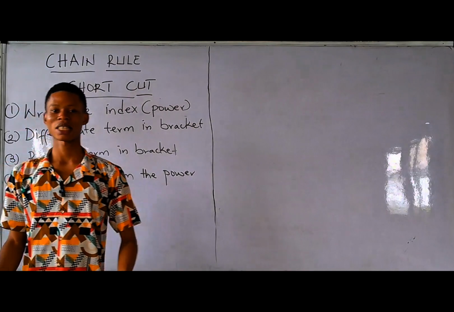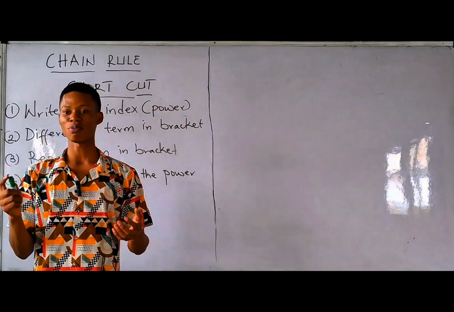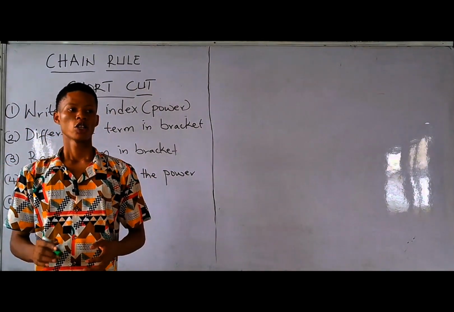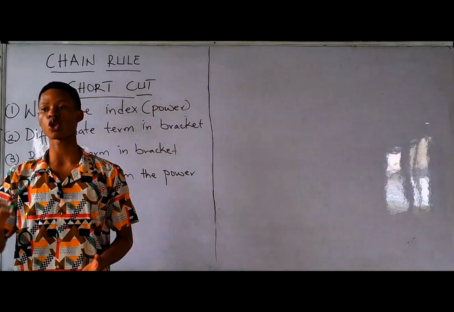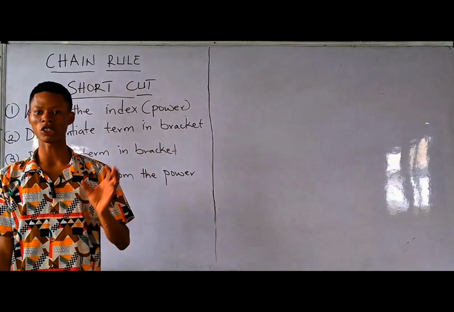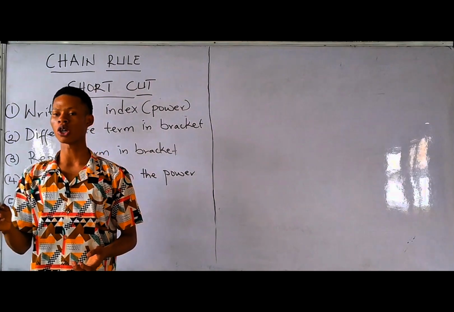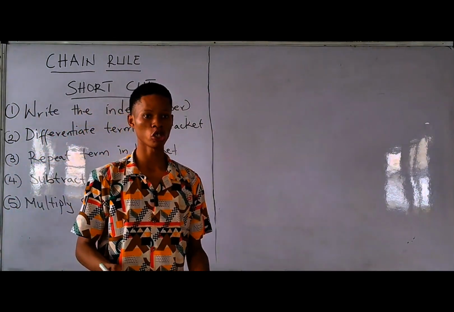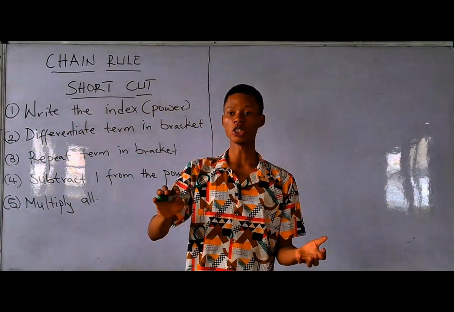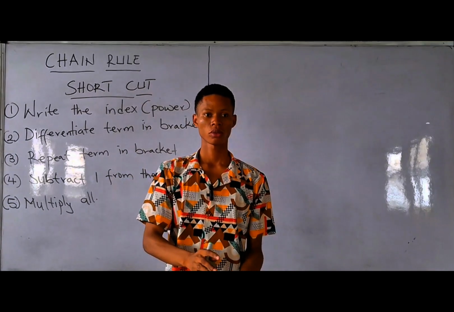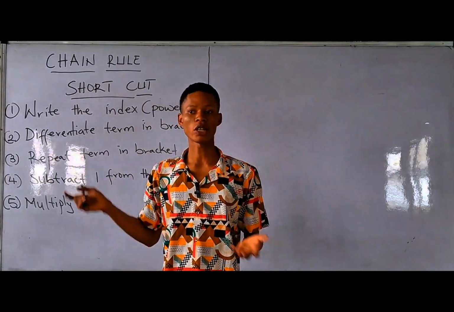So we've seen that chain rule can be a little long. So let's look at a very short cut we can use to go about our chain rule. And this will go a long way if you are solving multiple choice questions, meaning they don't need the method, they just need your answer. So you can use this.